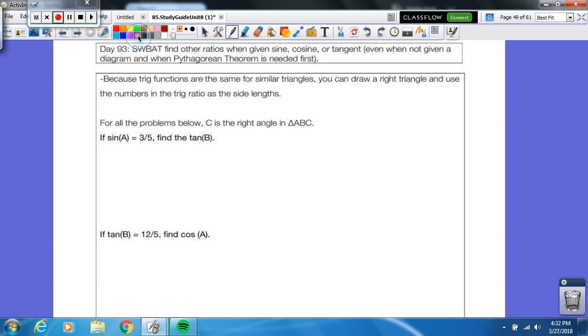Alright, students will be able to find other ratios when given sine, cosine, and tangent, even when not given a diagram and when Pythagorean theorem is needed first. Because trig functions are the same for similar triangles, you can draw a right triangle and use the numbers in trig ratios as the side lengths. That sounds kind of crazy, but we can figure it out. For all the problems below, C is the right angle in triangle ABC.